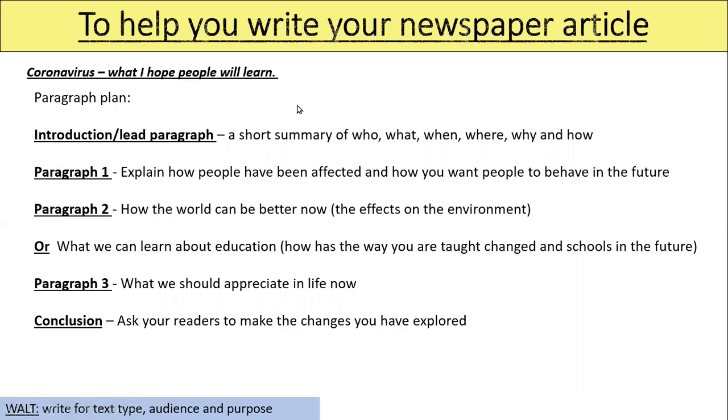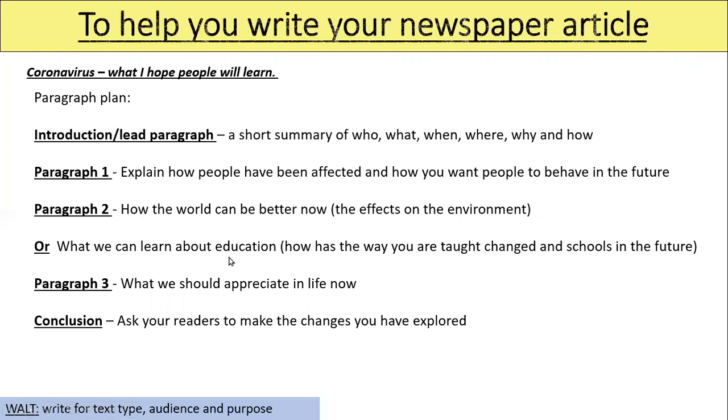Those all need to be in that short first paragraph that just leads your readers into your topic. Paragraph 1, I want you to talk about how people have been affected and how you want people to behave in the future. Paragraph 2, you've got a choice, or you can include both of them, is how the world can be better. So talk about the environment and how that's been affected.